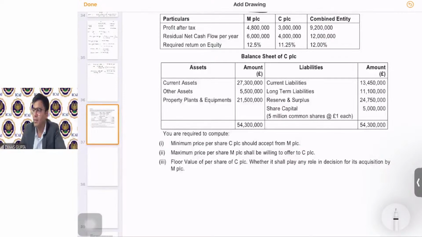Let's read out the other requirements also. Maximum price per share MPLC shall be willing to offer to CPLC. So they are asking to calculate the deal price from both points of view. From CPLC's point of view, CPLC will expect something bare minimum. Similarly, MPLC will expect something maximum payable. Beyond that, MPLC will not be able to pay. CPLC will need something minimum to be received; below that, CPLC will not enter into a deal. Also, whether the floor value per share of CPLC shall play any role in the decision for its acquisition by MPLC.